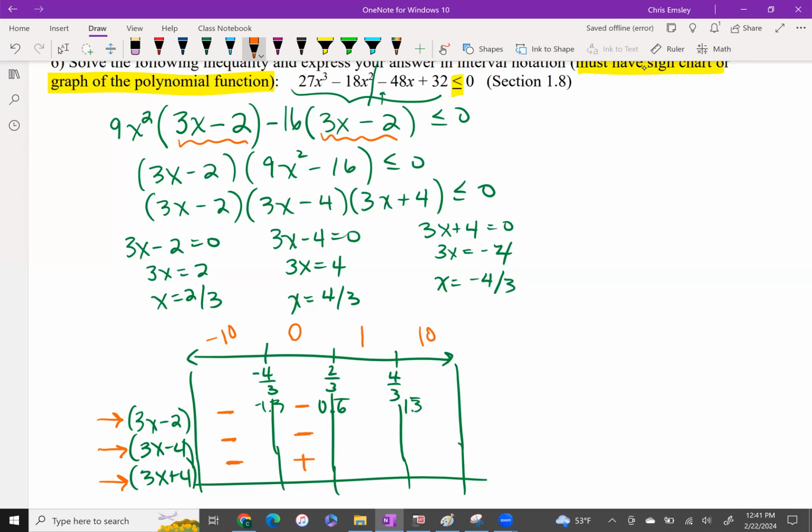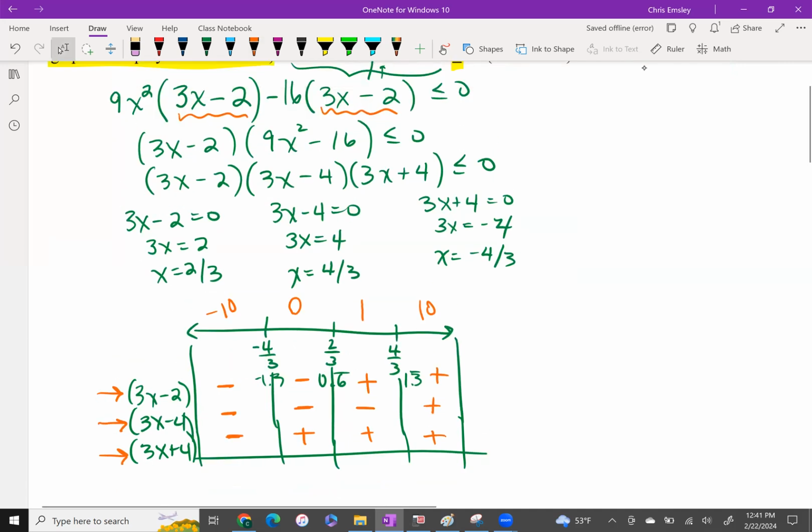Plug in a 1, I get 3 minus 2, which is positive, and then 3 minus 4, which is negative, and then 3 plus 4, which is positive. And when I plug in 10, I'm going to get positive, positive, positive. Now, what we're interested in is that overall sign.